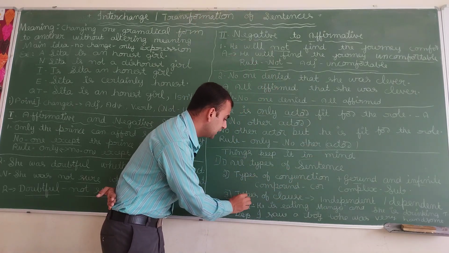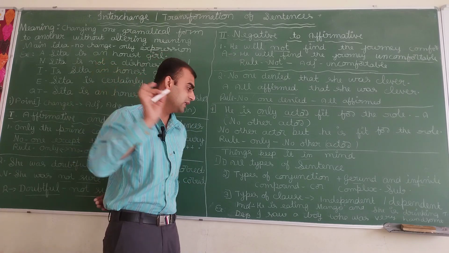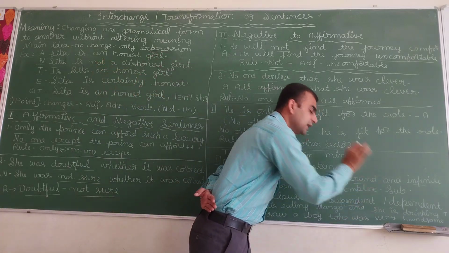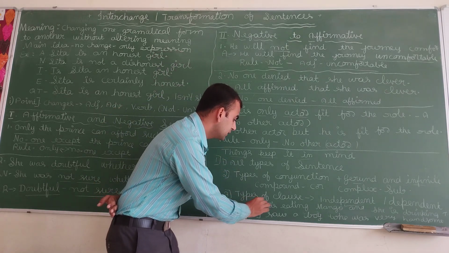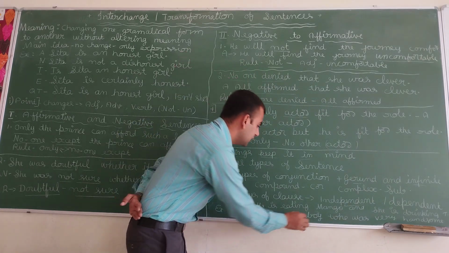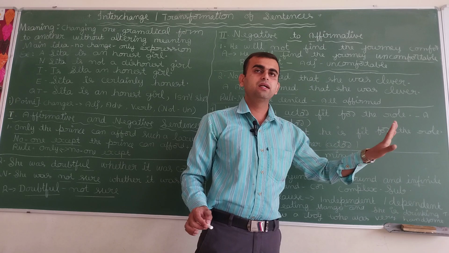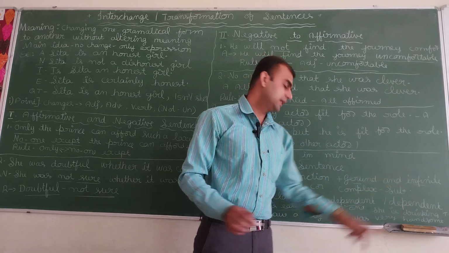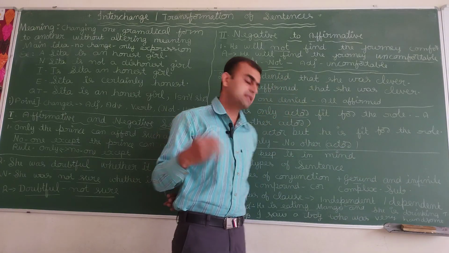Then the third thing we must keep in our mind is the types of clause. There are two types of clauses. One is the independent clause, the second one is the dependent clause. Example for independent clauses: he is eating a mango and she is drinking tea. Both are independent clauses, which means we can make two sentences. For example, he is eating a mango, she is drinking tea, etc.